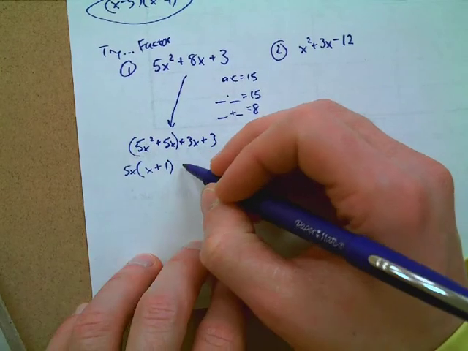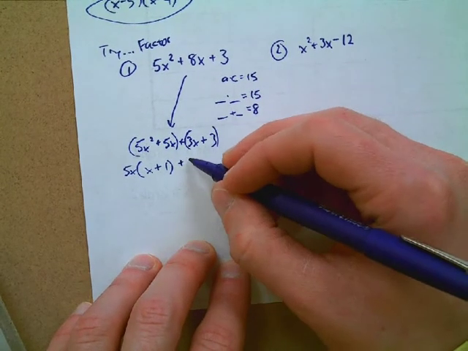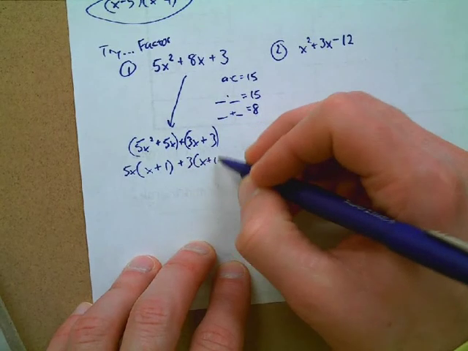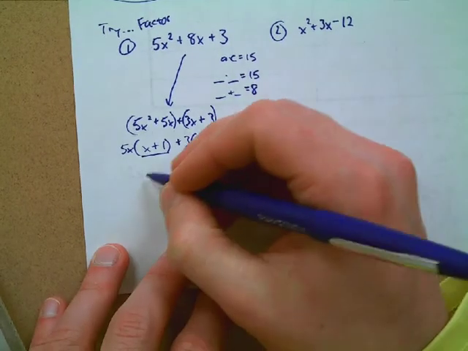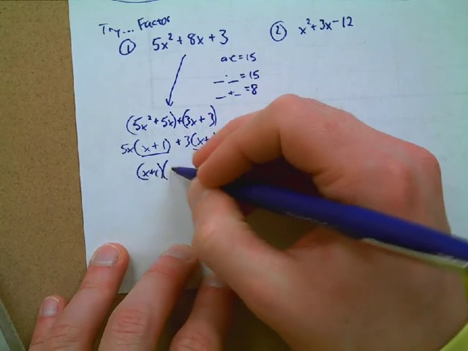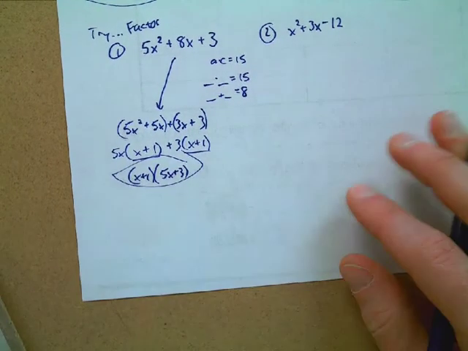Okay, and then from this second group here, Lindsay, what can we take out? Just a 3, exactly right. And we'll be left with an x plus 1 again. And that's good, we got our leftovers. So x plus 1 times 5x plus 3. There's our factored answer. Okay?